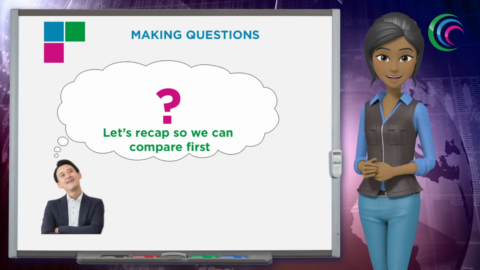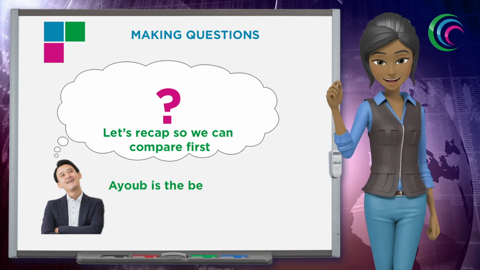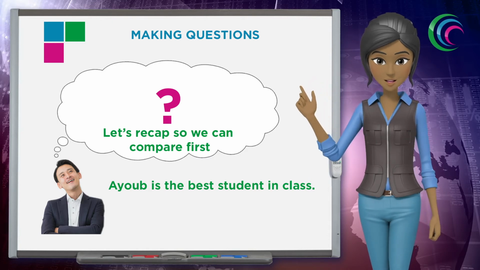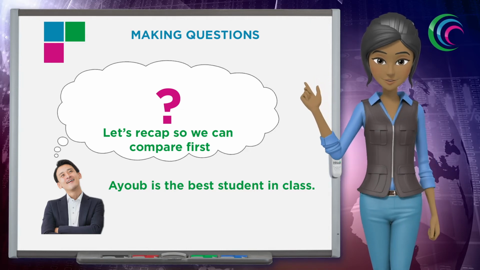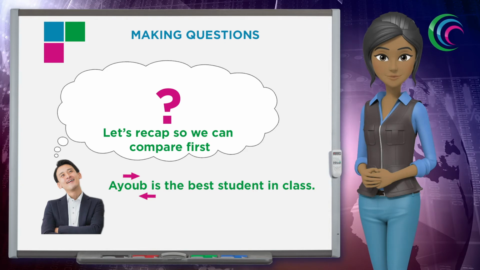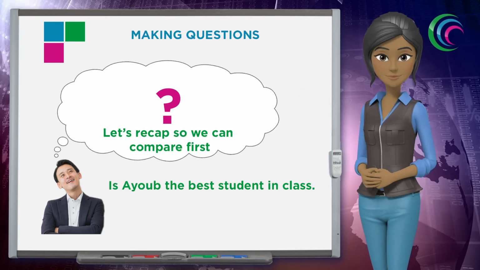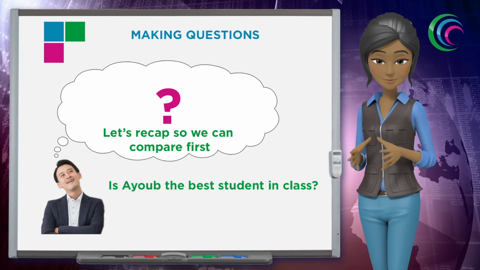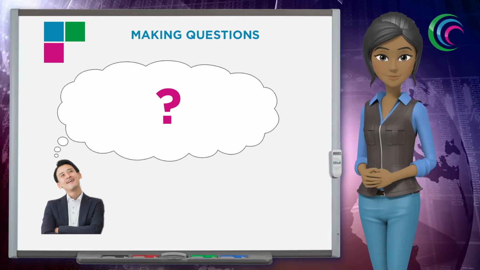Let's recap so we can compare first. Ayub is the best student in class. To turn this into a question, all we have to do is switch the verb is with the subject, Ayub. Is Ayub the best student in class? In Dutch, this works in the same way.